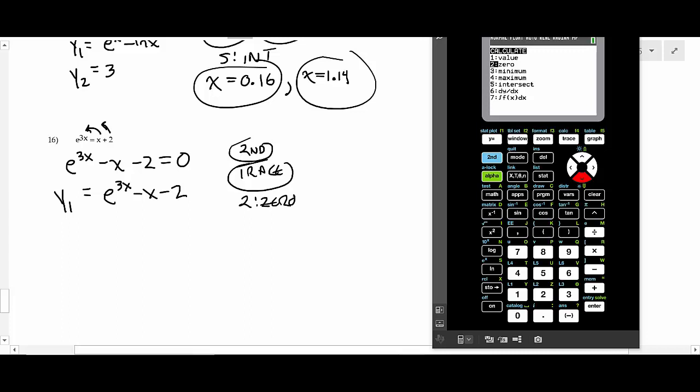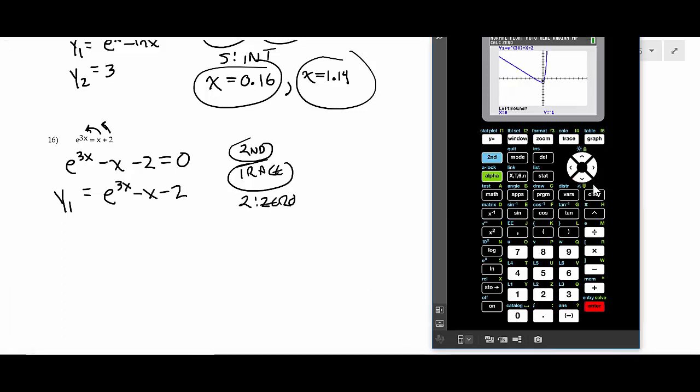Okay, and I've shown you how to do this before anyway. So you do this, you do that, press enter. Now it's going to ask for a left bound. So get your cursor a little bit to the left of where that first 0 is. Okay, press enter. Usually a line comes out. Get a right bound, so just go a little bit to the right of where it crosses the x-axis. You'll get a kind of a boundary for that. Press enter. Says guess. Oh, there we go right there.